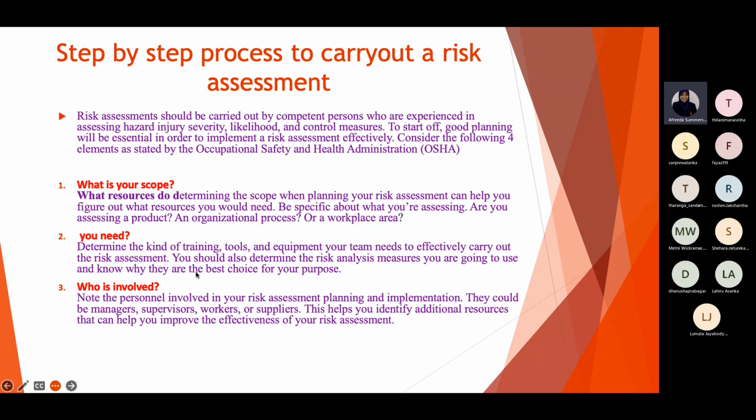And also, quickly, let's go through the step-by-step process to carry out a risk assessment. Let's ask one by one. Let's start with Taranga. Taranga, what is your scope when you carry out a risk assessment? Let's take it as a recap today. What do you mean, what is your scope, Taranga, here? You all can read the answer and tell it in your own words. Taranga, are you there? Miss, give me 1 second. Yes.